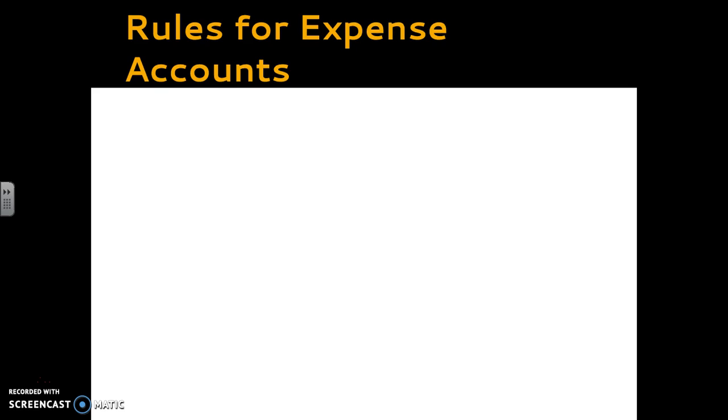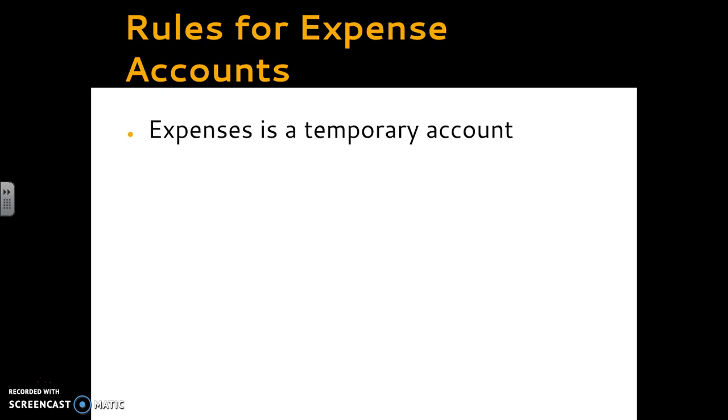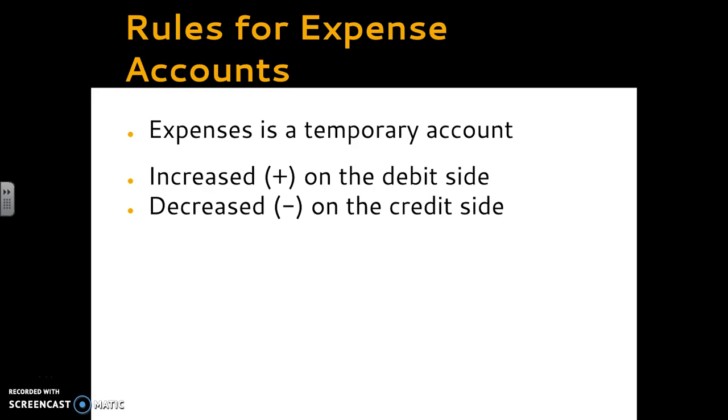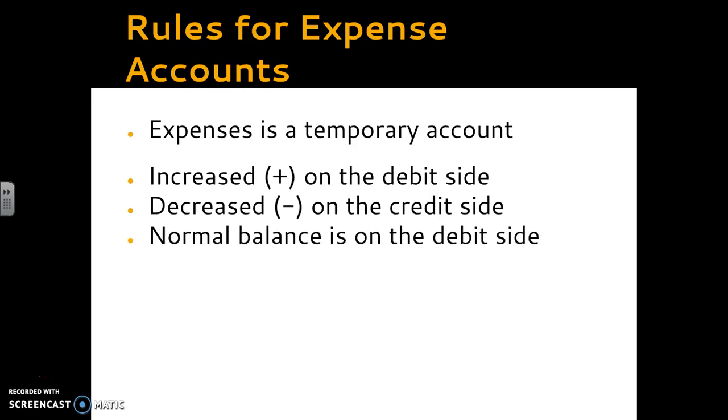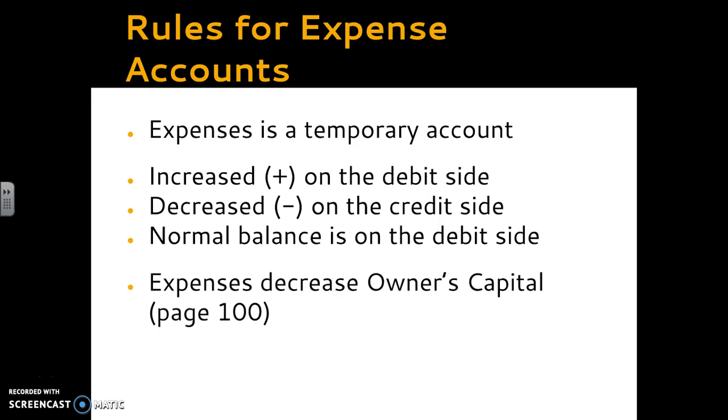All right, for expense accounts. Expenses are also temporary accounts that will impact the balance of capital. They are increased on the debit side, which means the debit side is the balance side. They are decreased on the credit side. Normal balance, debit. Increase, debit; decrease, credit; normal balance, debit. Those are the rules for expenses. Expenses will decrease owner's capital because that is money that has to be paid or has been paid. You can see an example of this on page 100.